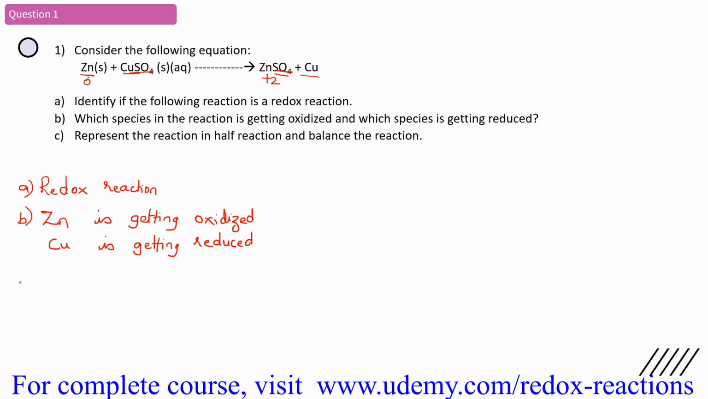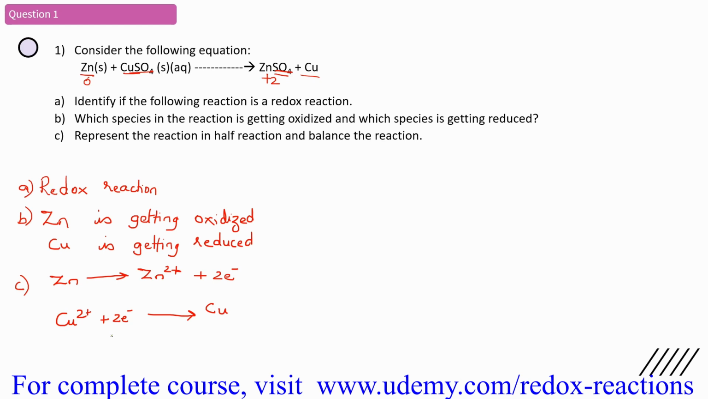Answering the third part of the question, represent the reaction in half reactions and balance the reaction, we see that we have to separate the oxidation reaction and the reduction reaction here. So zinc becomes Zn2+ by giving out 2 electrons, and then we have copper taking 2 electrons to give us copper.